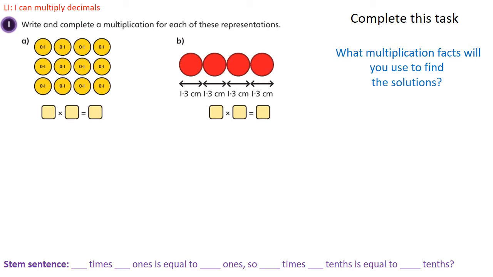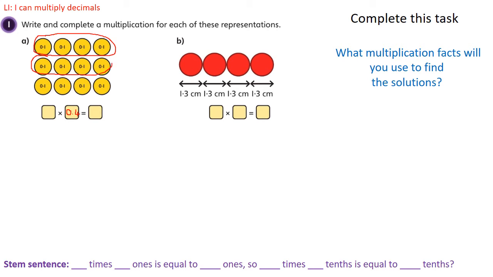Write and complete a multiplication for each of these representations. Let's have a look at A first of all. So what is this array showing us? It's showing us 0.1 in each of the counters, and we've got 3 rows of 4. So there's one row, and in that row we've got 0.4. 0.1 plus 0.1 plus 0.1 plus 0.1. So we've got 0.4. How many rows of 0.4 have we got?